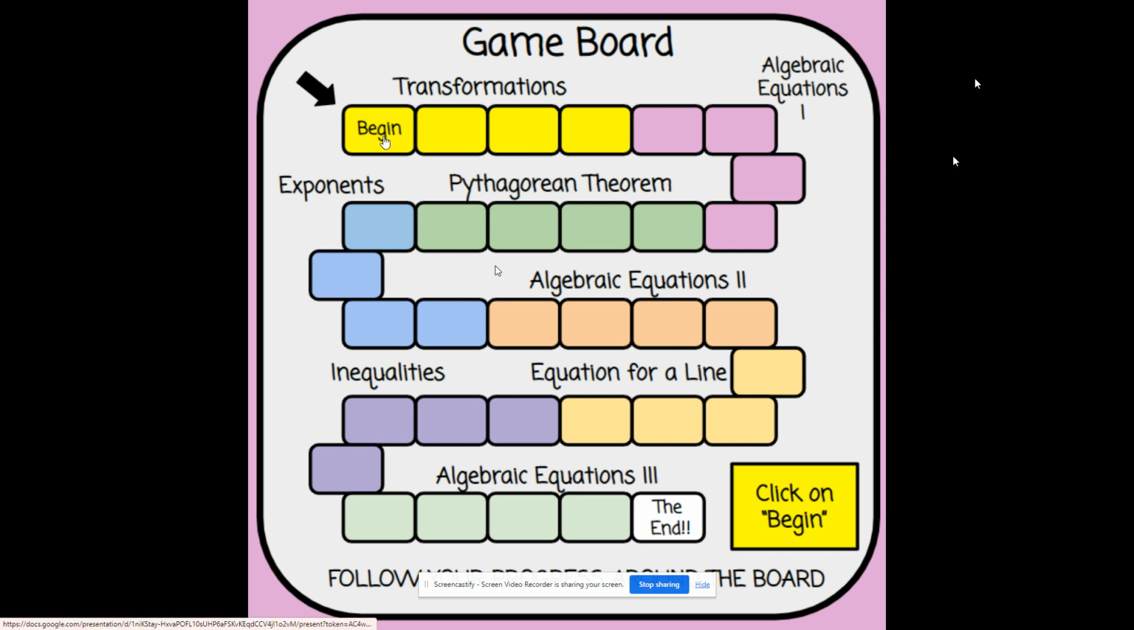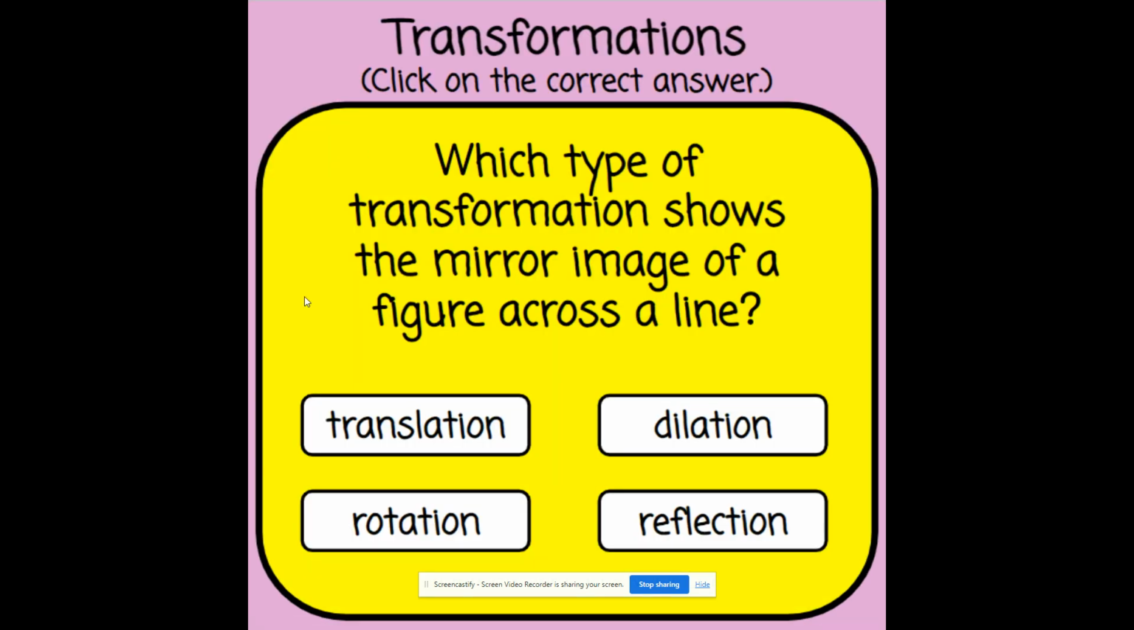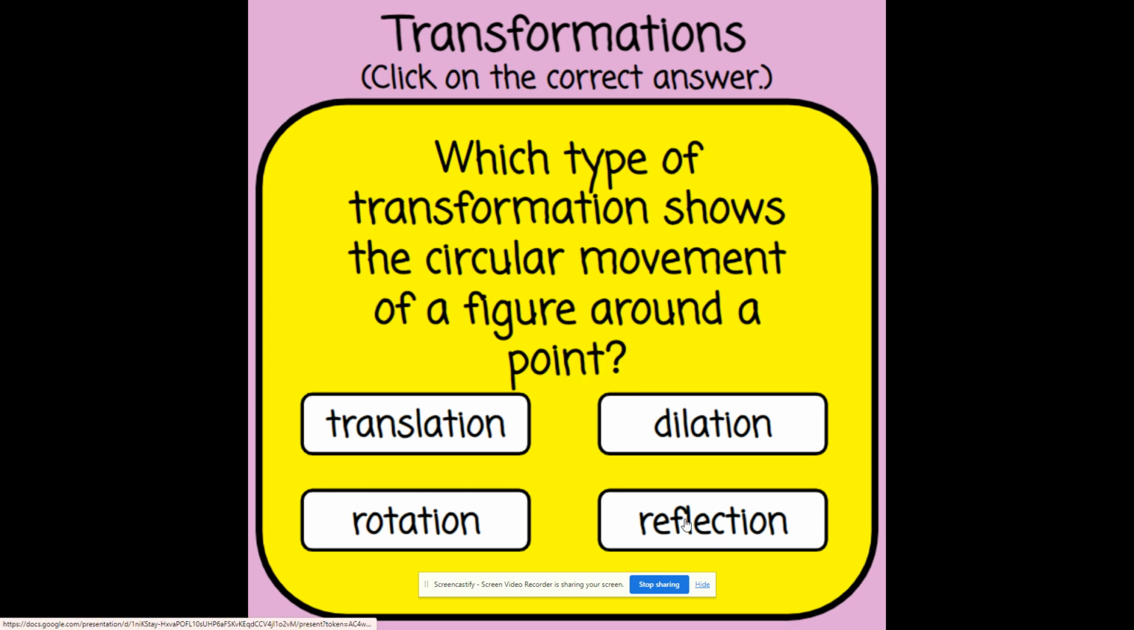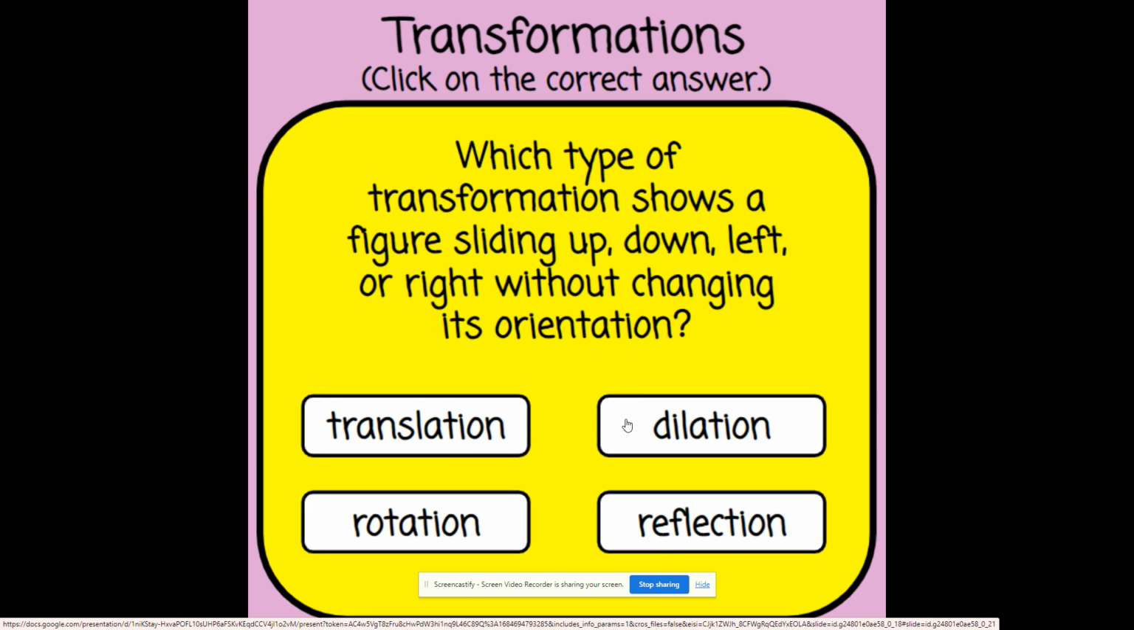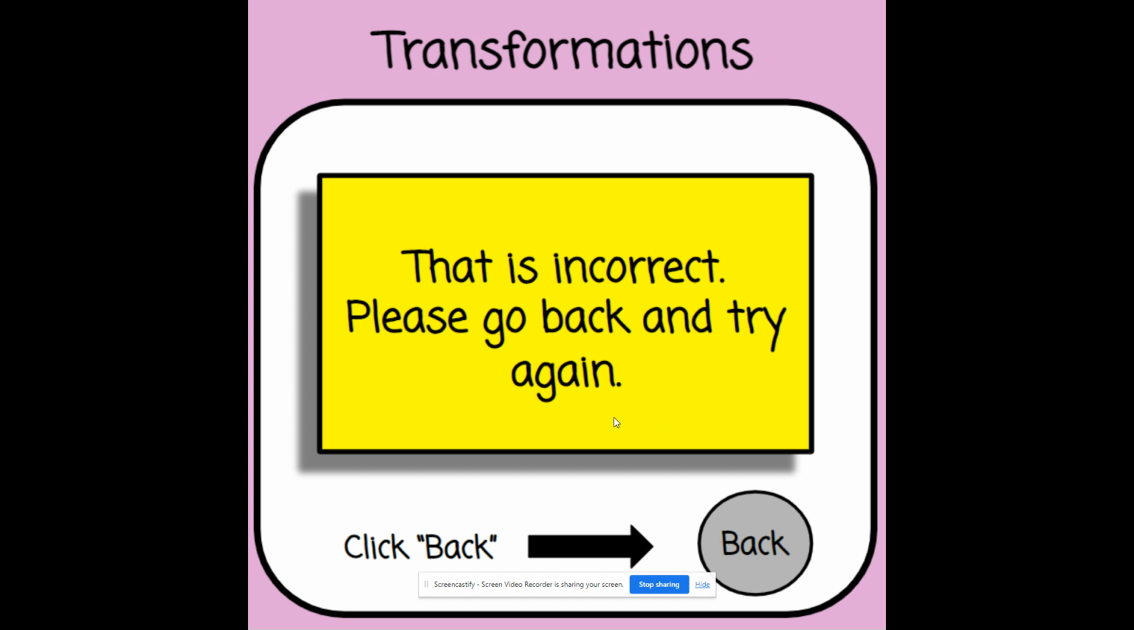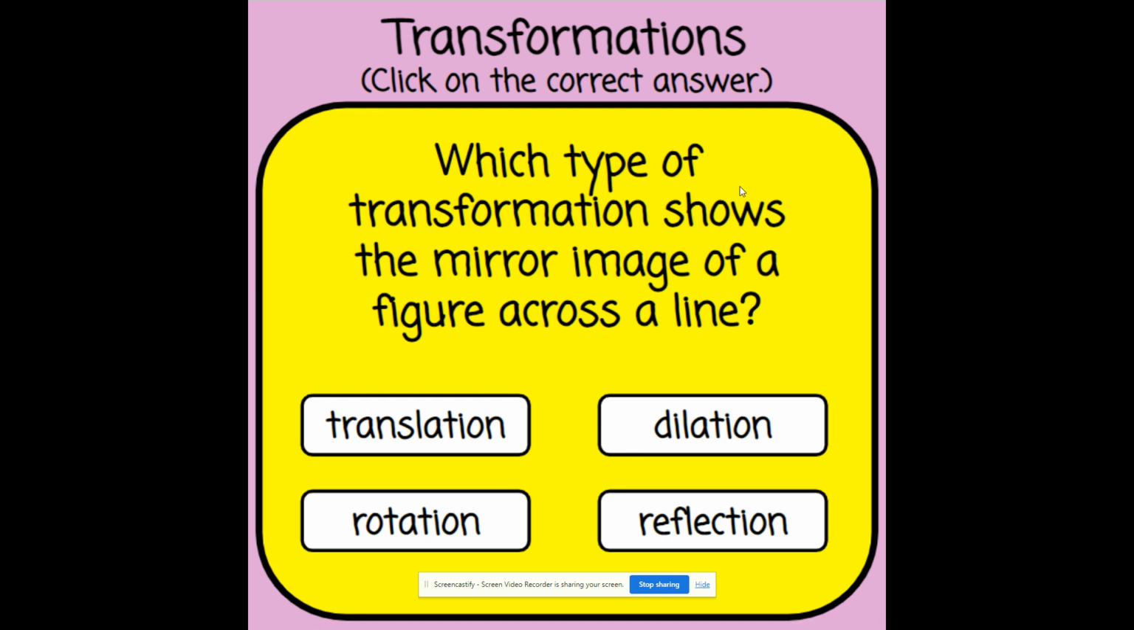They start with transformations. It's a multiple choice format, so students are given a question. They have to give the correct answer. And if they give the correct answer, it just takes them to the next problem. If they get a wrong answer, it takes them to a slide that says they're incorrect and they have to go back and try again. So if they go back, that means they're going back to the very first slide of transformations. So they have to get all of the transformation questions correct in order to move on to the next topic.